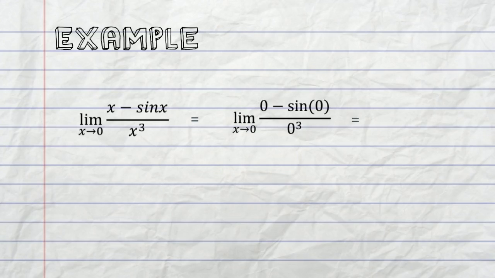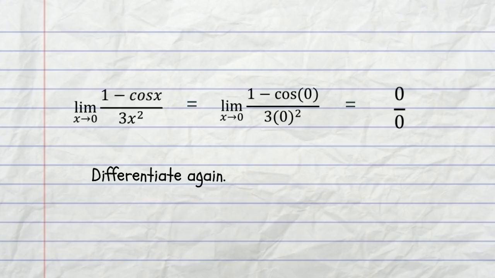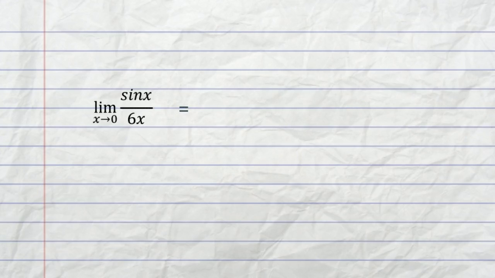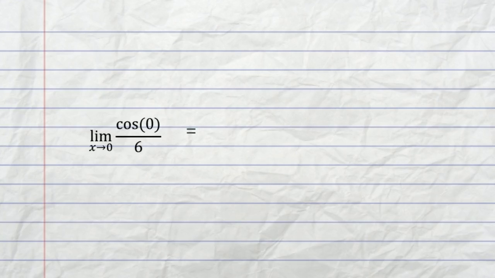Let's look at an example. Let's try to take the limit of this function as x approaches 0. First, we substitute. Now we need to differentiate the top function and the bottom function both separately. And substitute again. We still get an indeterminate form. We'll need to apply L'Hopital once more. We'll substitute x as 0. And it looks like we'll need to differentiate one more time. We are left with 1 over 6. This is the answer to our limit.